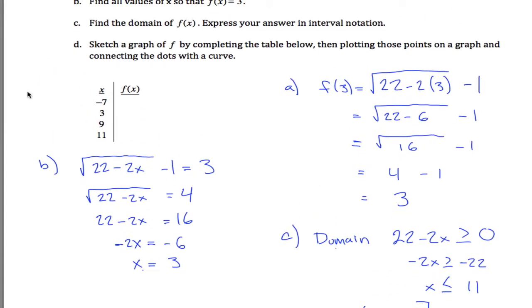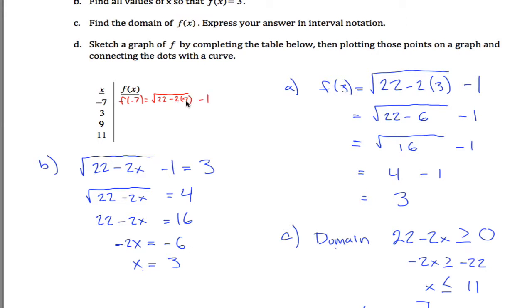All right, part D. Sketch a graph of f of x by completing the table below and then plotting those points on a graph and connecting the dots with a curve. So I need to know when x is each of these values, what is f of x? So I need to figure out f of negative 7. I probably shouldn't try to squeeze it in here, but I'm going to. It's the square root of 22 minus 2 times negative 7, sorry, replacing x with negative 7, minus 1.